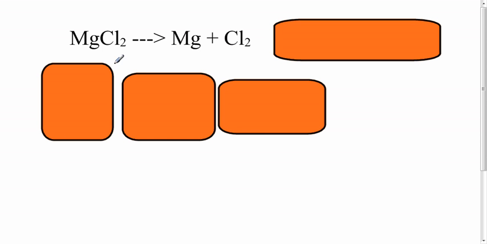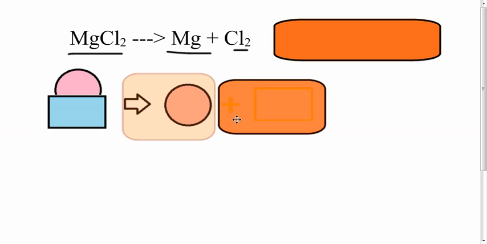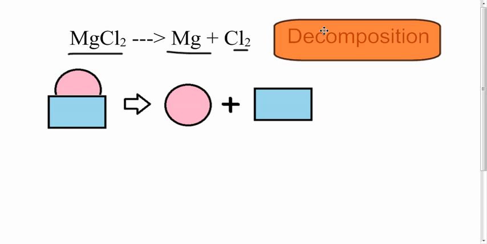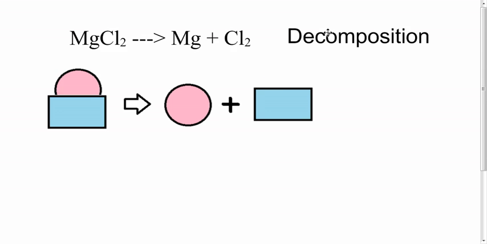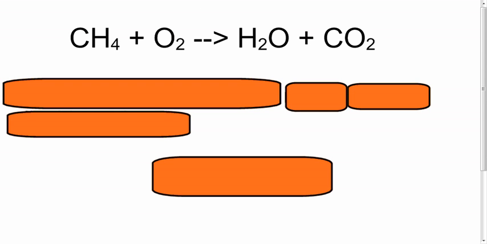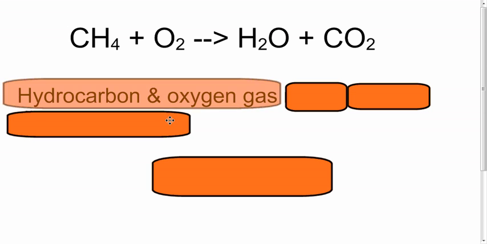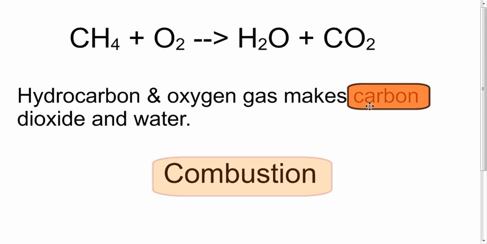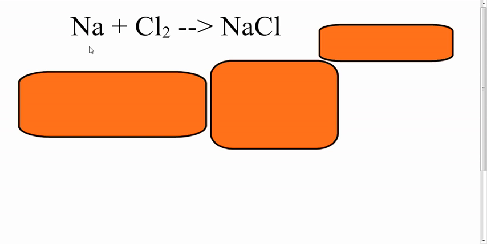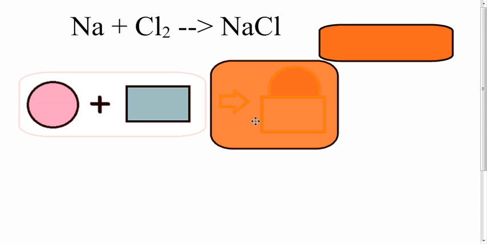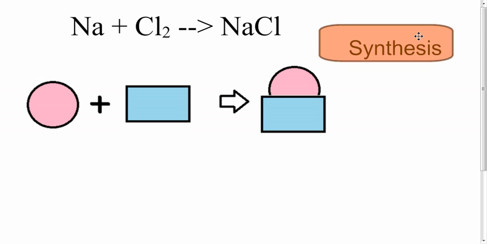This one. Now, if I look, I've got one thing breaking down into 2 things. That's decomposition. Now here, this is a hydrocarbon, and I'm combining it with oxygen to make these 2 things. So that is combustion. Now I've got 2 things making 1. So this is synthesis.